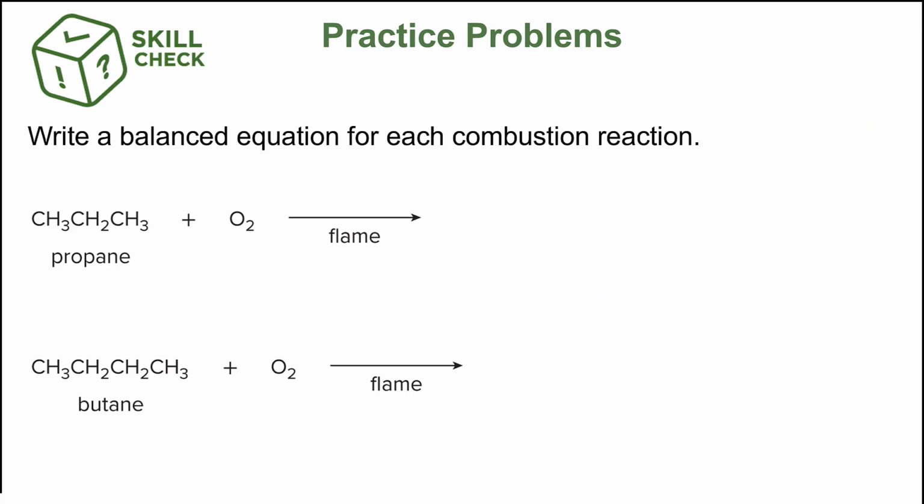So here's a couple of problems for balancing the equation. I have propane plus O2. My product is CO2 plus water. On the left side, I have 3 carbons, so I need to add a 3 here. So that balances out my carbons. Just make a note of that here.